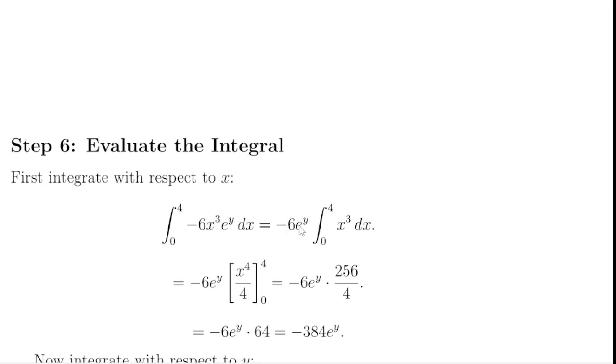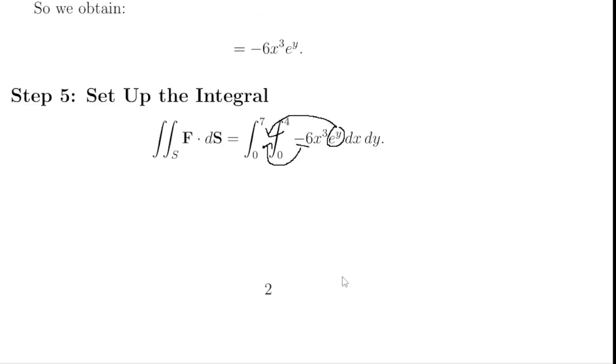Okay, so you have negative 6 e to the y times the integral from 0 to 4 of x cubed dx, where the antiderivative of x cubed is x to the 4th over 4. We'll integrate it over 0 to 4, and so we get 256 over 4, which is just 64. And then we multiply by negative 6 e to the y to get negative 384 e to the y. That's the inside integral. Now we would need to integrate from 0 to 7 of what's left, dy.